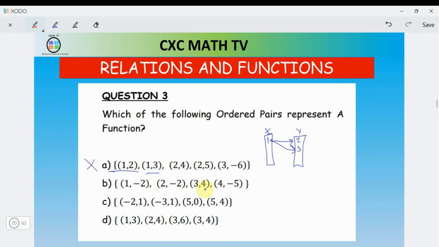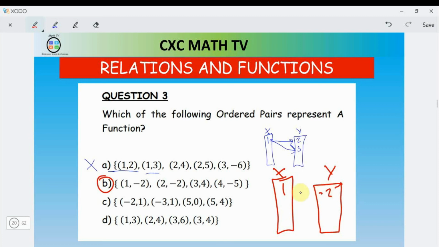Option B is looking good because if you were to construct a mapping diagram for option B, we're saying option B is the answer, right? Look at it. X, Y. Element 1 is mapped to -2. Element 2 is also mapped to a y value of -2. Element 3 is mapped to a y value of 4. And element 4 in the x is mapped to a y value of -5. That's perfectly fine. All right?